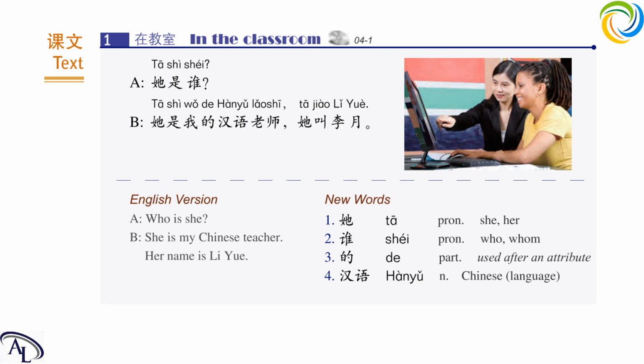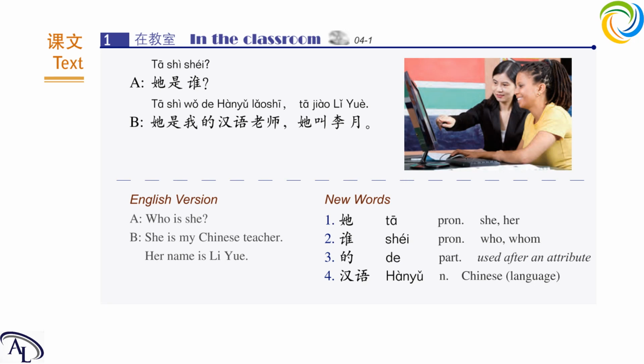The initial 的, and the final, and the tone is neutral tone. So we need to read it soft and quick. But for you guys to hear it clearly, I will read it more strongly. But you should read it soft and quick. Okay. So this is 的.